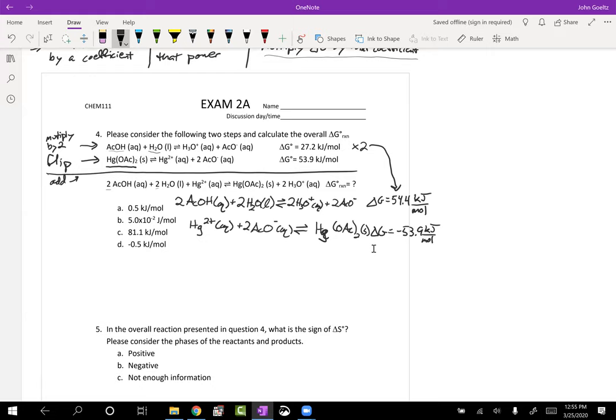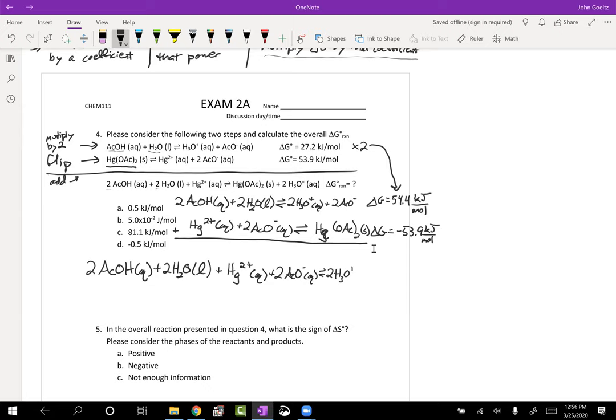Okay, now I add these two. Let's add the reactions first. Add the reactants, add the products. I get 2 acetic acids plus 2 waters, plus mercury, plus 2 of these guys. It's in equilibrium with... I'll get rid of the phases for now so we have space.